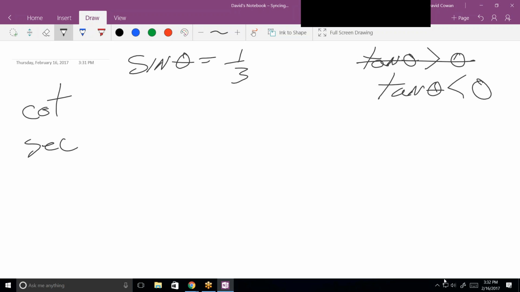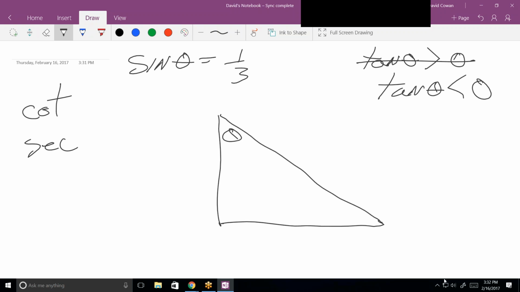All right. First step, draw the triangle. Then label where theta is. This time I'm going to put theta up there just so you can see that it doesn't matter. Now we can label the opposite side and the hypotenuse: 1 and 3. What's this side? The square root of 8, which is 2 root 2.